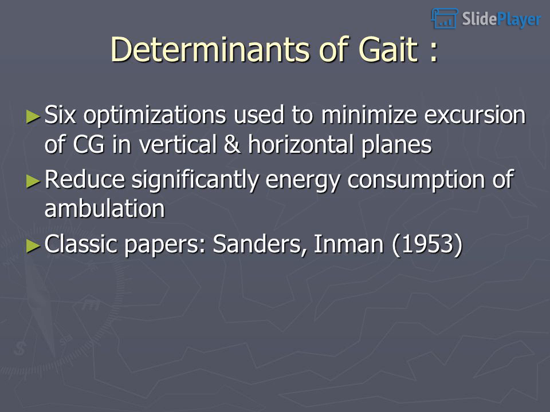Determinants of gait. Six optimizations are used to minimize excursion of the CG in the vertical and horizontal planes, reducing significantly the energy consumption of ambulation. Classic papers: Saunders, Inman, 1953.